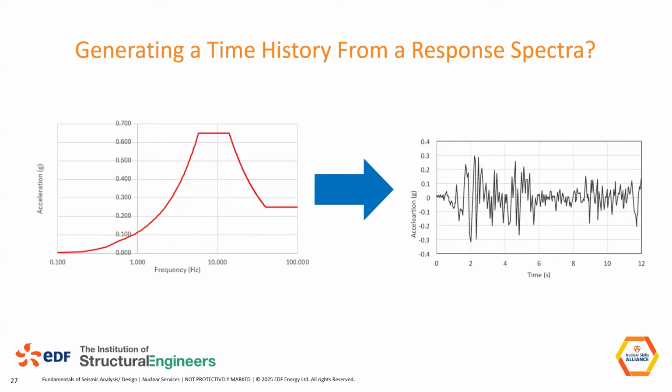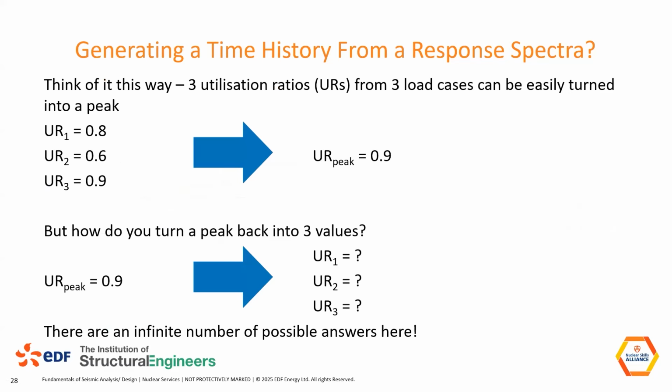For cases where we have base isolated structures with very high damping, we need to do a response spectrum analysis. But sorry, a time history analysis. I'm confusing myself. But we only have a response spectra. We've looked at going one way, so how do we get from a response spectra back to a time history? The answer is it's very difficult, and we can't really do it, or at least there's no single correct answer. I want to look at a very simple example and illustrate it that way.